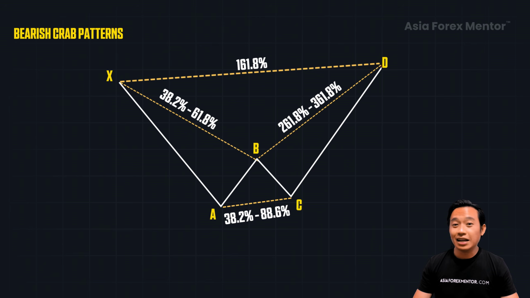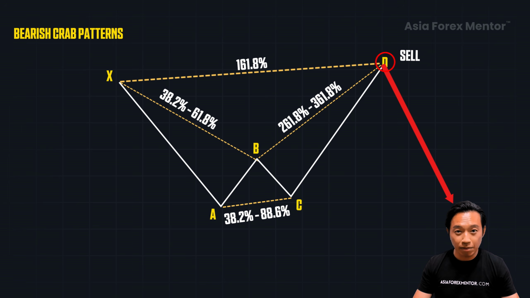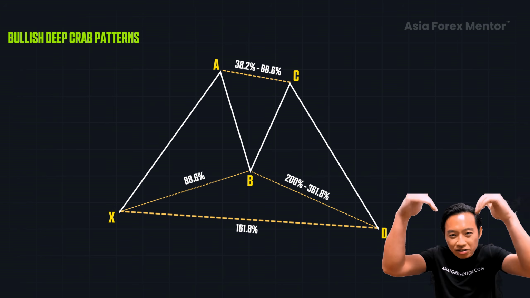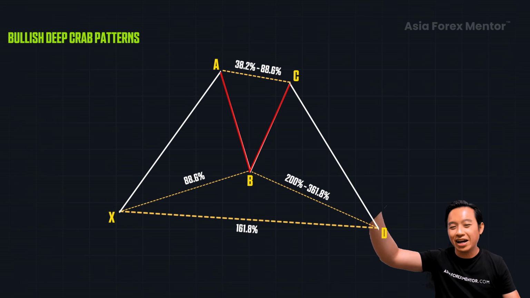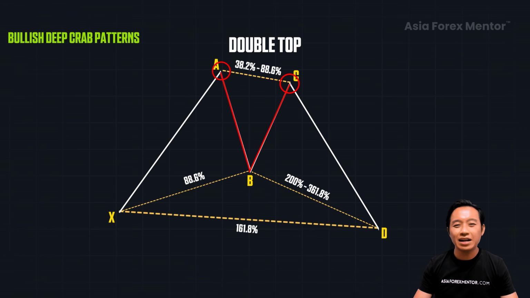The bearish crab pattern, again, it's the same thing. We're going to sell from point D downwards. So far, nothing much of a difference. Okay, now, another one. Deep crab pattern. So the crab goes deeper, right? If you see the A to the B to the C, it goes deeper this way. Another variation of a double top, right?